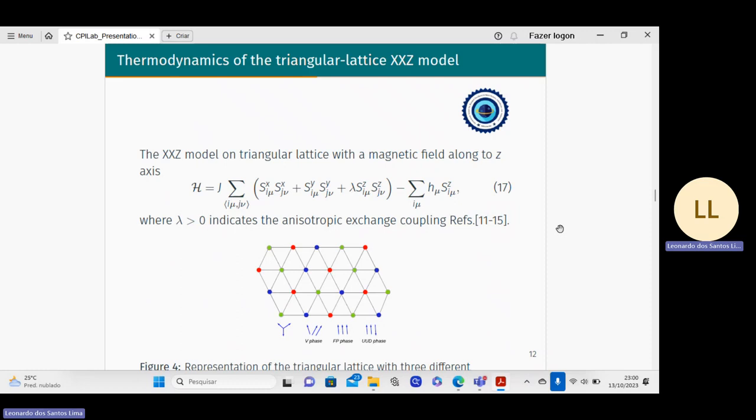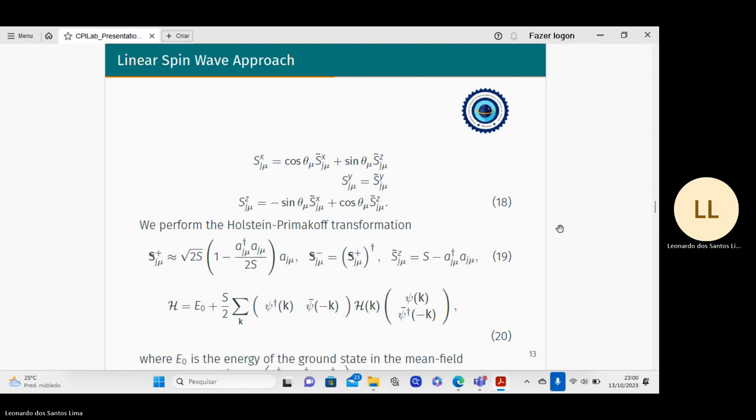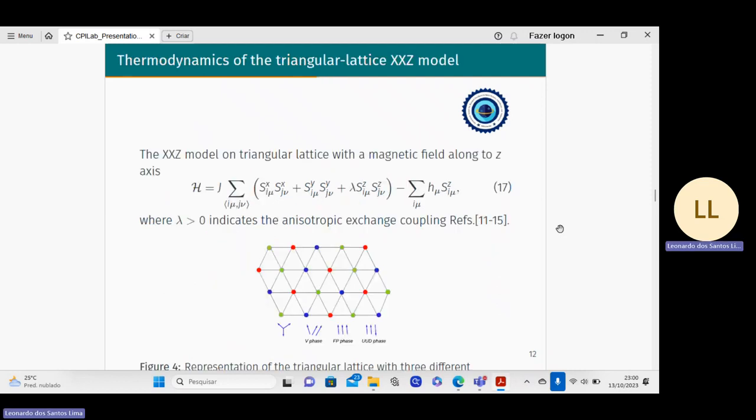Another model that I studied is the triangular lattice XXZ model, and I studied the thermodynamics of this model. In this case, the model is given by this Hamiltonian, where I have the external magnetic field in the model. This is displayed in the figure where I have this system. I have four different phases of the phase diagram of the model.